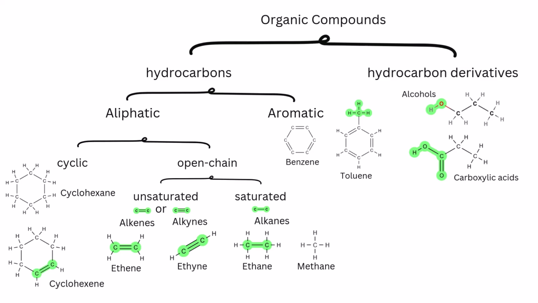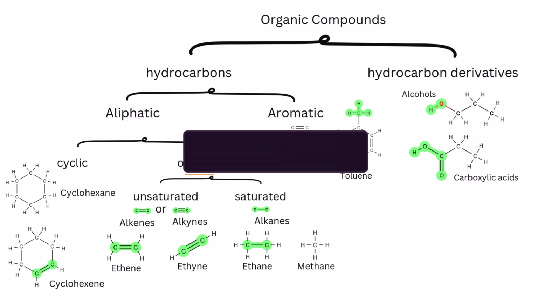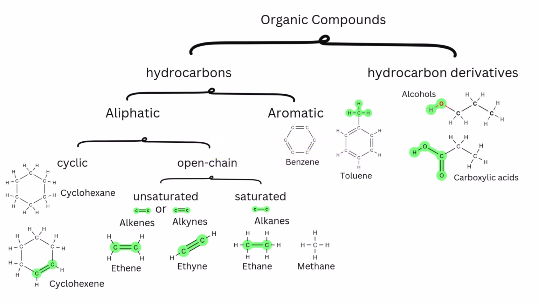So to sum it up, hydrocarbons are divided into aliphatic, which include open chain and cyclic forms, and aromatic groups. Aliphatic hydrocarbons can be saturated like alkanes or unsaturated like alkenes and alkynes, while aromatic hydrocarbons feature that distinctive benzene ring structure. And hydrocarbon derivatives, well, they come from replacing one of those hydrogen atoms with a functional group, giving us the huge variety of organic compounds we see today.